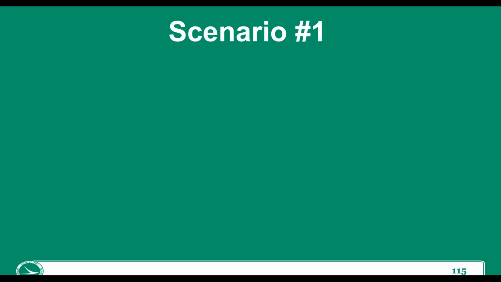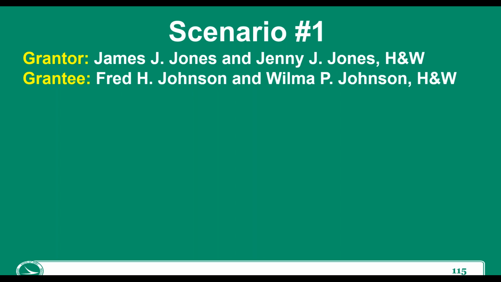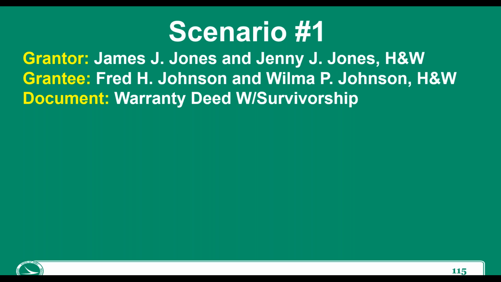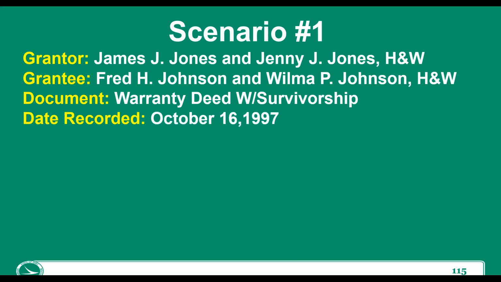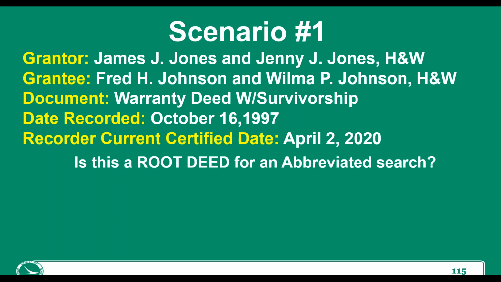All right, we have scenario number 1. We have a grantor, James J. Jones and Jenny J. Jones. That's a tongue twister. Husband and wife. They sell it to Fred and Wilma Johnson by a warranty deed with survivorship, and it was recorded on October 16th, 1997. The current recorder's certified date is April 2nd, 2020. Is this a root deed for an abbreviated title? Either yes or no.